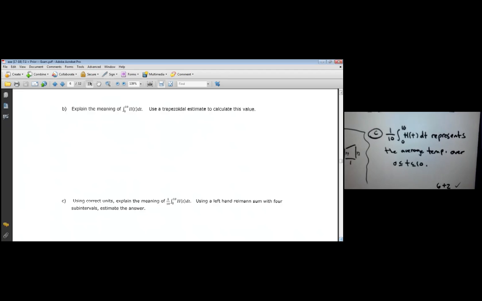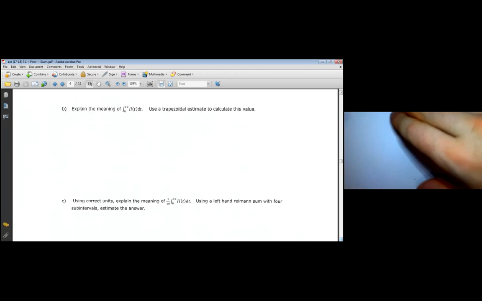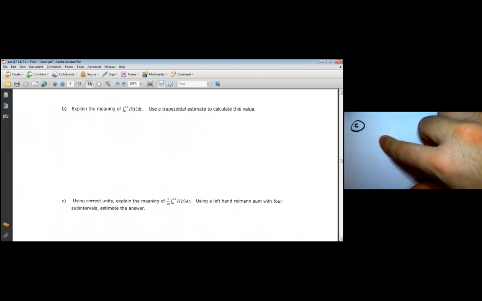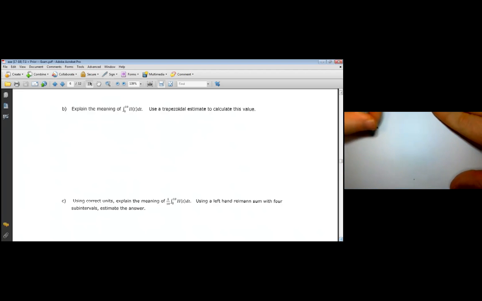And then it says to use a left-hand Riemann sum to estimate the answer. So you're going to do the same exact kind of stuff that we did in part B, which is going to be, I'm going to need a new piece of paper to do that. I'm not in the room, but it's going to be that. For part C still, it's 1 over 10, 0 to 10, h of t dt. Remember, Riemann sums are approximations, so we don't say equal, we say approximately equal to.